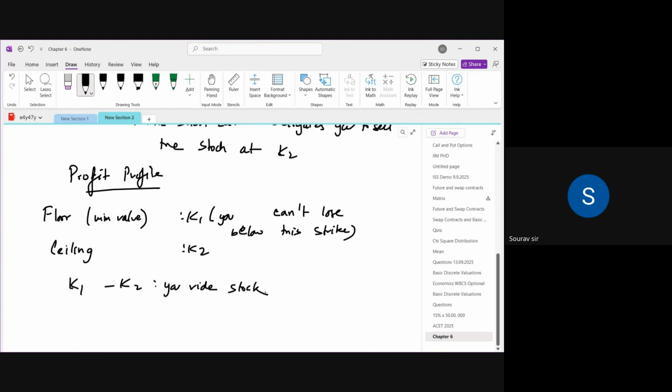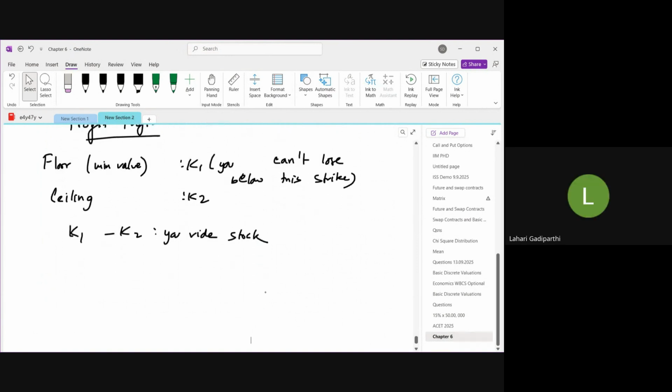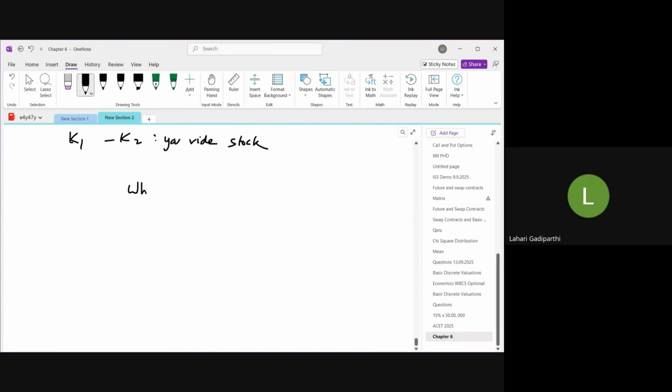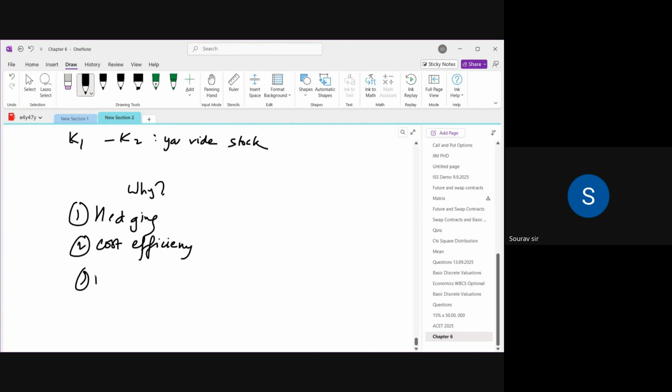Movements normal. Why do we use a collared stock? First is hedging. Protect against large loss while still leaving room for some cost efficiency. The premium earned from selling the call helps finance the put, sometimes making it zero cost. And risk control: you lock in a minimum value for your stock, which is useful when markets are volatile.